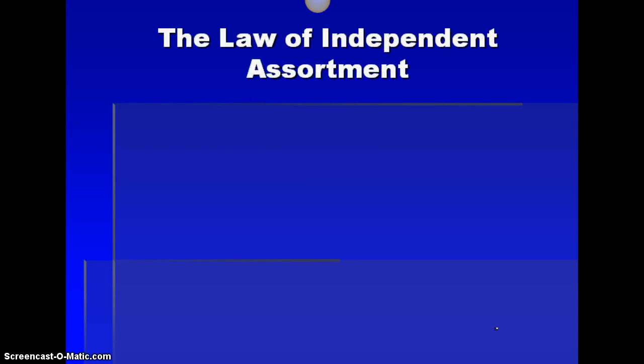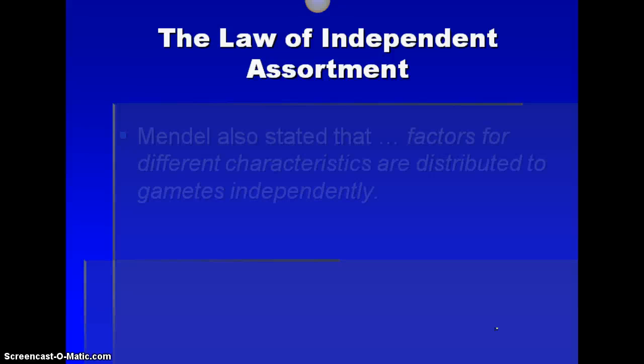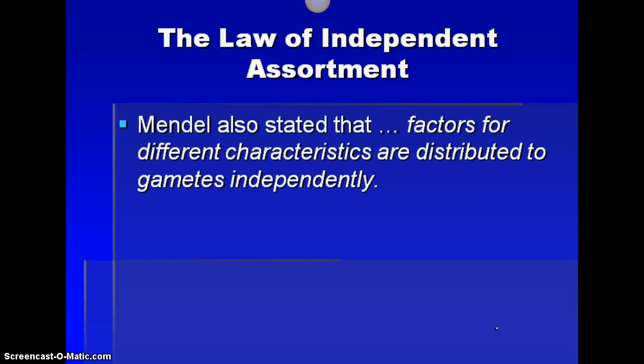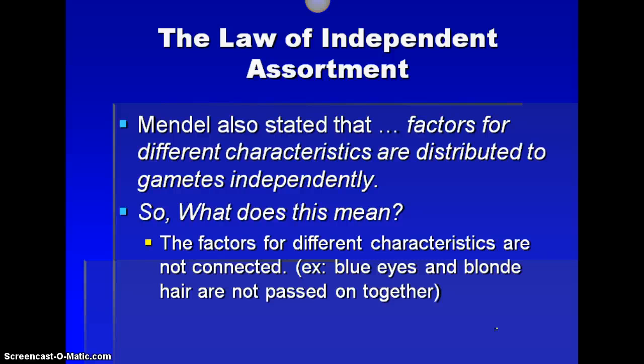The law of independent assortment: if you think about what that word means, independent is usually being by yourself or solo. Assortment means you're sorting things, so you're independently separated from each other. The definition is that factors of different characteristics are distributed to gametes independently. What does this mean? The factors for different characteristics, like blonde hair and blue eyes, those are 2 different characteristics, are not connected. We don't see traits being passed on together. They're not linked. They're not stuck together.